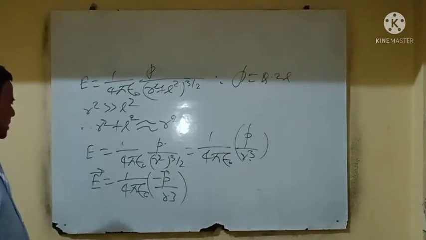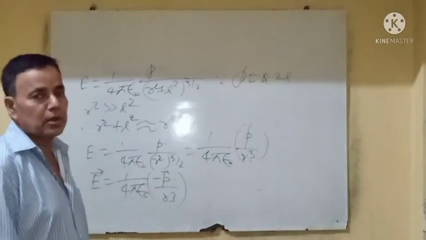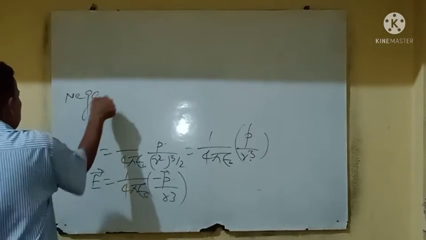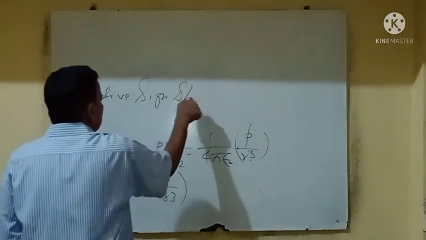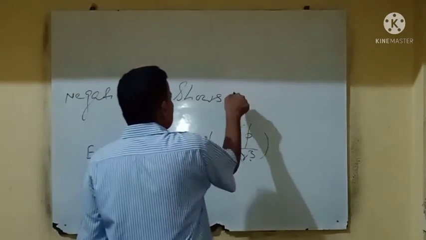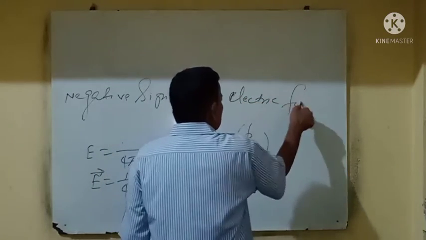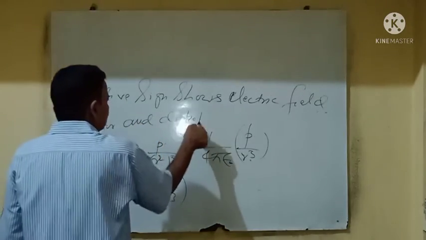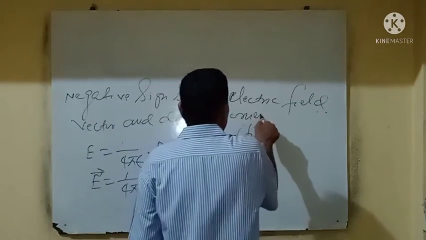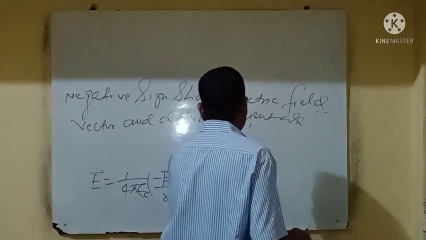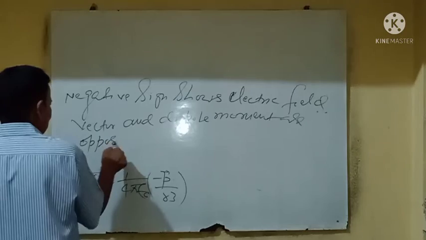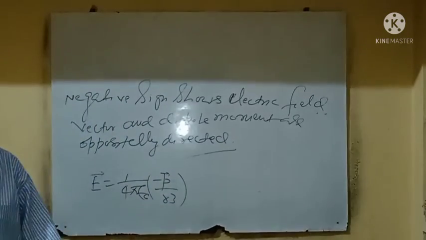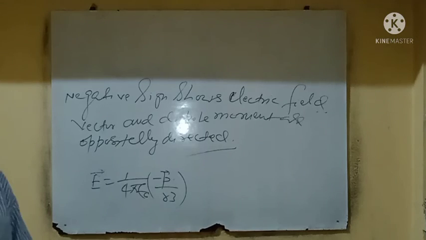The negative sign shows that the electric field vector and the dipole moment are oppositely directed.